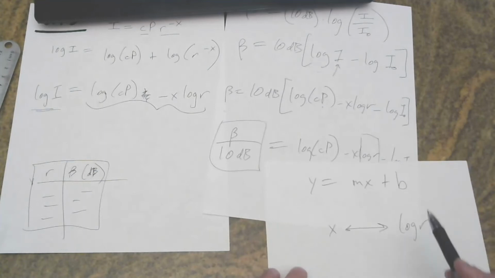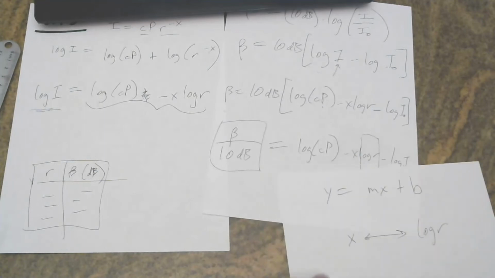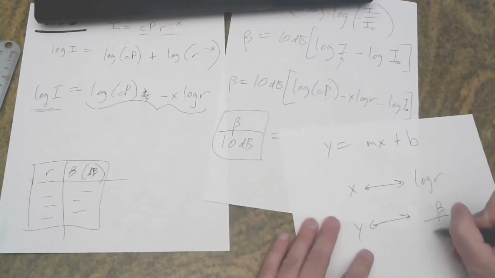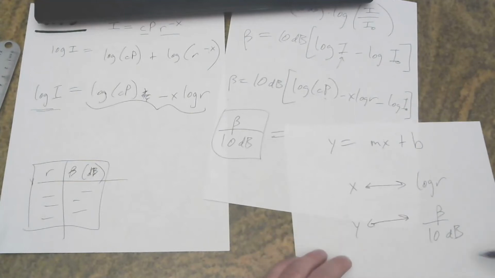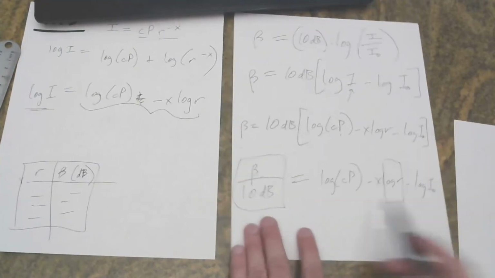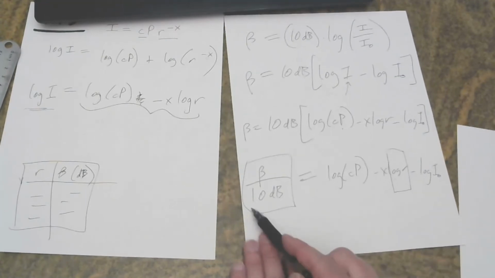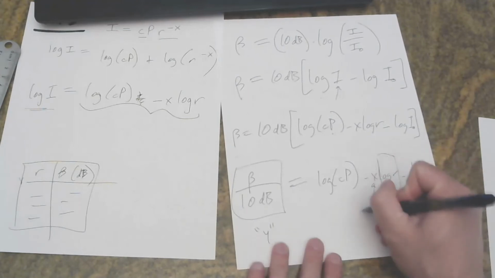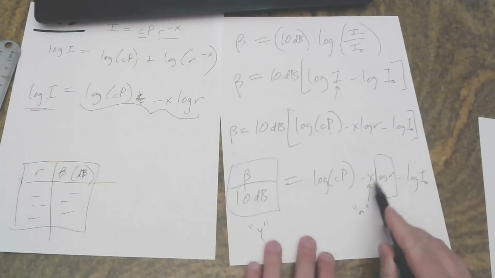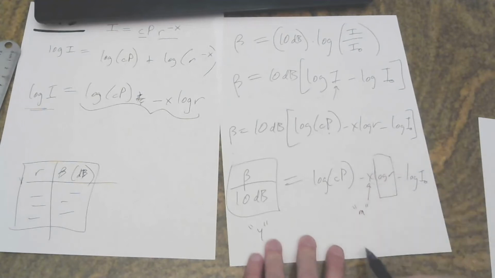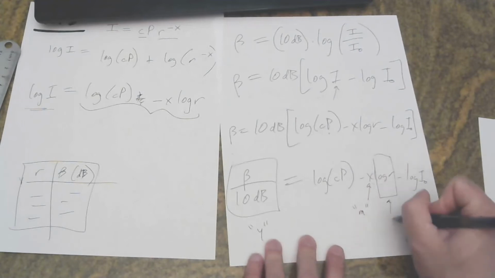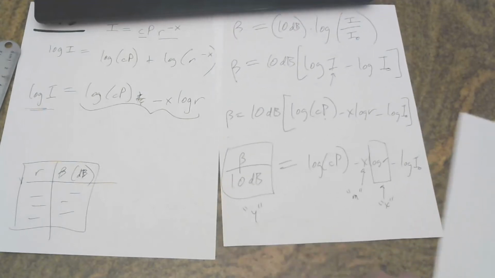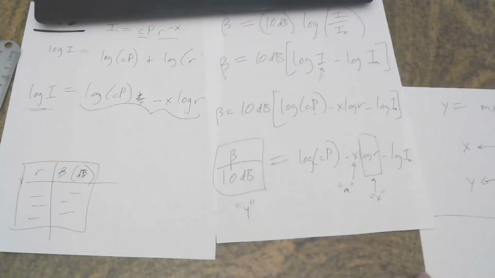So if we identify the log of R with the horizontal coordinate, and if we identify beta over 10 with the vertical coordinate, then this equation does in fact have the form y equals m x plus b. You see this unknown number out front? That's like the slope of the line. And this is like x. Some of you are being confused by the double use of the letter x here. So let me rewrite all of this one more way.